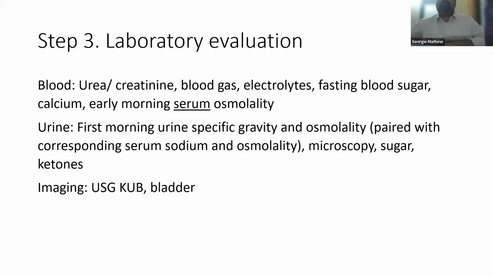The other parameters which are important in the evaluation of polyuria are blood gas, to look at the electrolytes, blood sugar, serum calcium, and early morning urine osmolarity, paired with the urine specific gravity and osmolarity. You should also look at urine microscopy, urine sugar and ketones, and ultrasound may be useful in some situations, which you will come to know during the case studies.